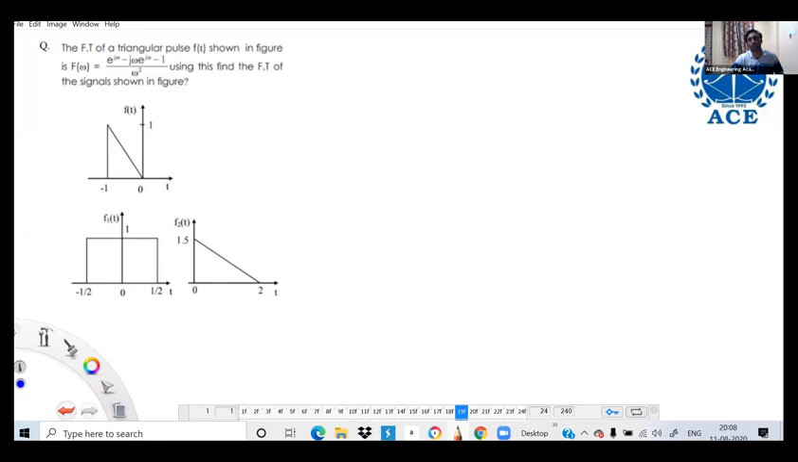reversal, shifting or time scaling. Don't apply differentiation. And that too, rectangle means sinc or sap function. Directly we know. I am using properties. What are the known properties till now in the chapter? Time reversal, time scaling, time shifting. Tell me how to write f1t in terms of f of t.